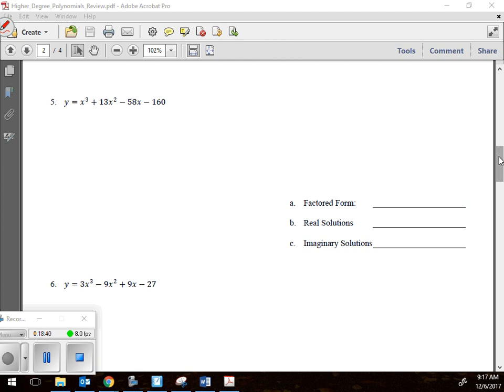I bet it can. Because do you really think the teacher wants you to find every single factor of 160? Holy crap, there might be like 73 of them. So it can't be that. So I'm thinking it's a factor by grouping. If it is, then 58 and 160 must have something in common.